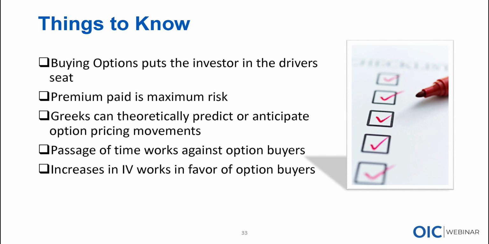Passage of time, again, I had mentioned that, for option buyers, time is not on your side. Definitely in favor of the option seller. They want those options to go to zero. Option buyers, however, want their options to increase in value as much as possible. And then implied volatility, that does, in fact, work in favor of option buyers. As the implied volatility increases, so does the value of that option.